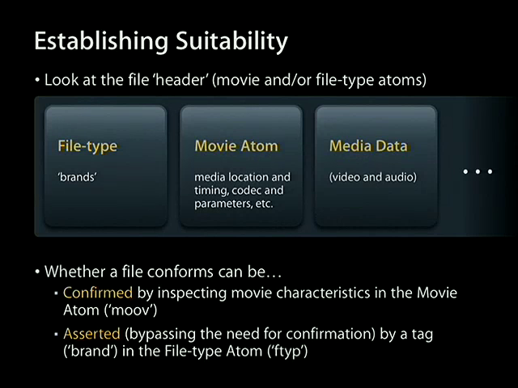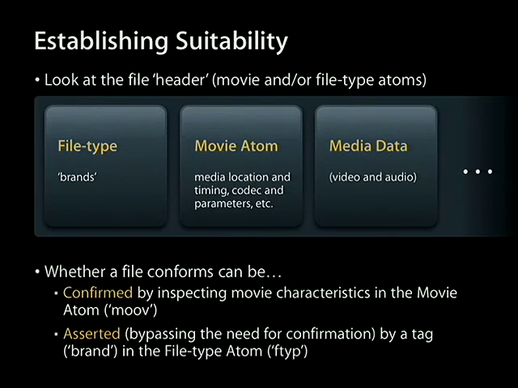So there's 2 basic ways that we establish suitability of a file, and you can look at a file to establish whether it's suitable for a particular usage. You can look at the movie atom in the file. The movie atom contains all the declarations of the file's structure, the codecs it uses, whether it's self-contained. You can work out how interleaved it is, and so on. And you can check to see whether this file actually conforms to some specification for, say, a particular device or whatever. So you can scan that.